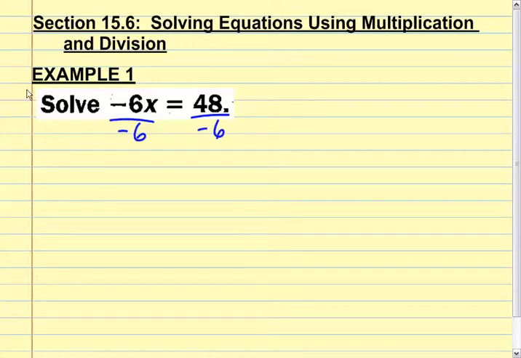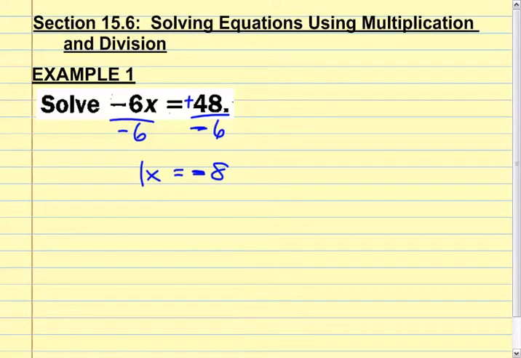Nice. Okay? Now, Bennett, let me ask you this. Negative 6 divided by negative 6 is what? It's 1, right? A number divided by itself is always 1. 1x, right? We don't normally write it that way, but I'm going to leave it like that for the moment, okay? Now, on the other side, I've got positive 48 divided by negative 6. What do I get? You get negative 8. Exactly, because a positive divided by a negative is equal to a negative. And then 48 divided by 6 is 8.